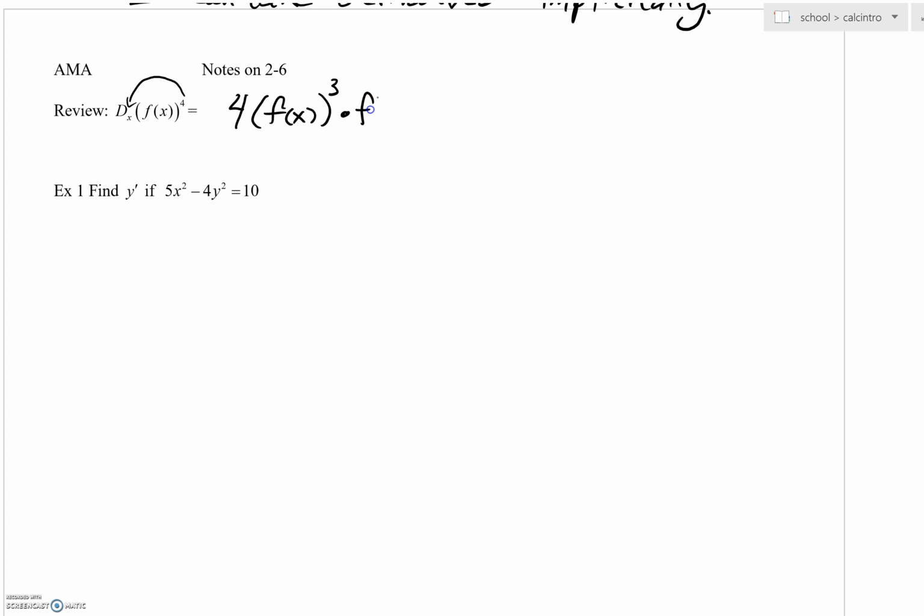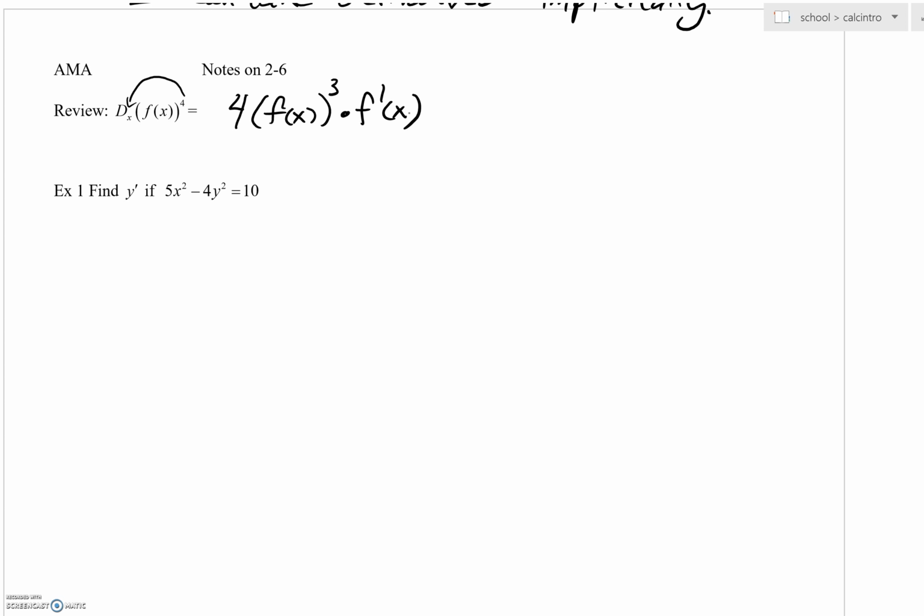Then what do we do? We take the derivative of the inside. That's the essence of the chain rule. Derivative of the outside multiplied by the derivative of the inside. Now, of course, you can look at this and say, well, what does that have to do with anything? Oh, actually everything.